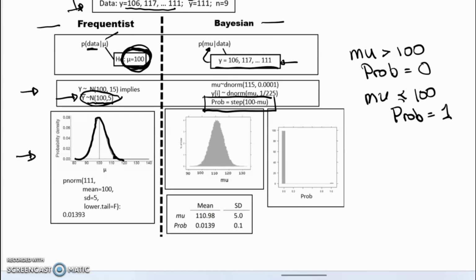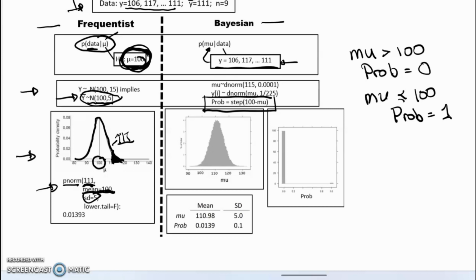So there's the data that we observed. We observed a mean of 111. So if we come back here, what we can say is if the null hypothesis was true, if the mean was actually 100, what's the probability of observing a mean of 111 or more? And we can calculate that by using some R code. What's the probability of getting a mean of 111 or more, given the mean was equal to 100? That was our null hypothesis.